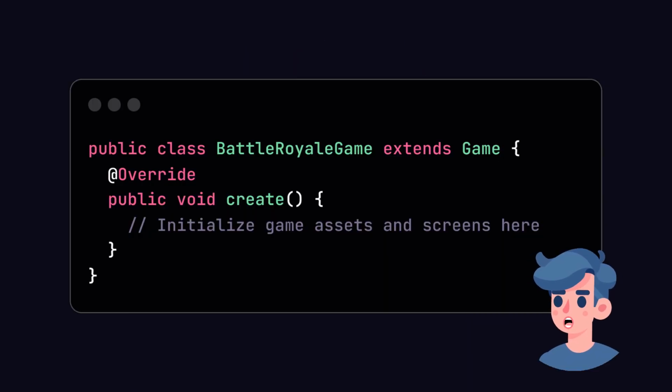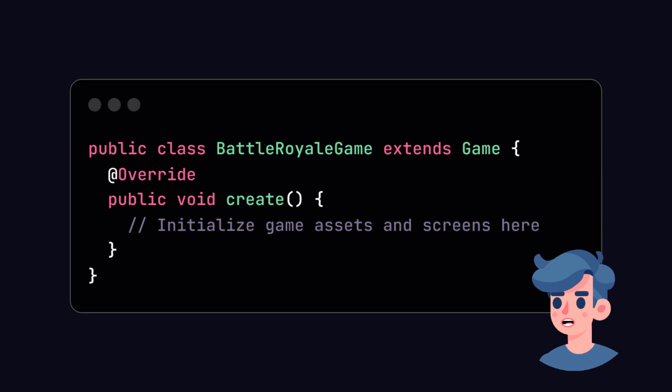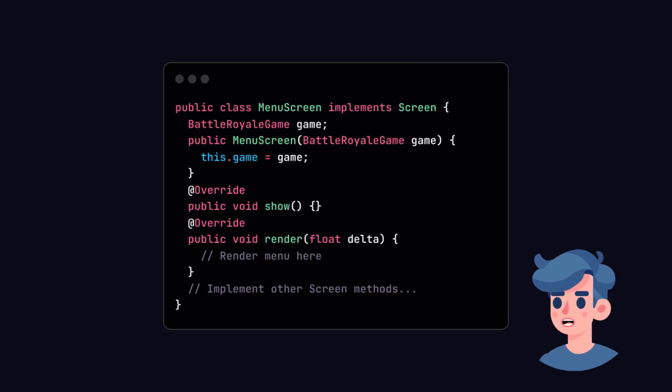Now, let's explore the project structure. Our main game class will typically extend the Game class in libGDX. Let's create our first class in the core module that initializes the game. In the create method, we'll set up our screens. Screens in libGDX allow us to manage different game states like menus, gameplay, and game over screens.